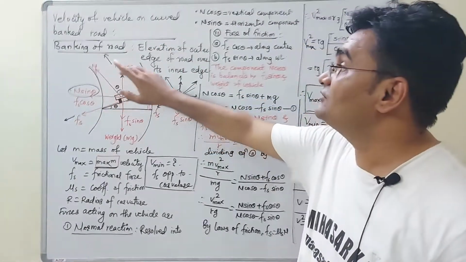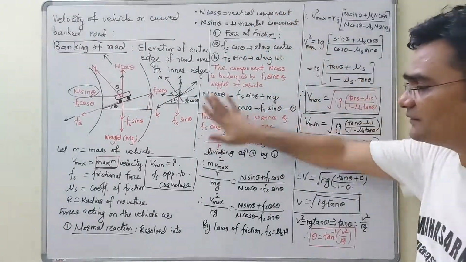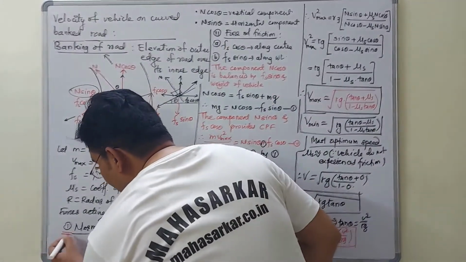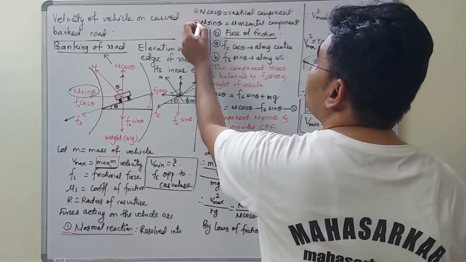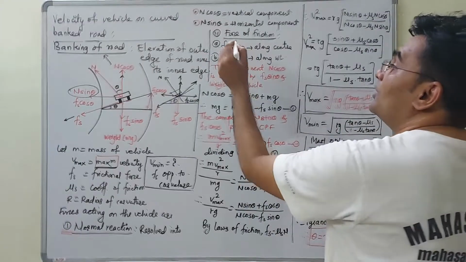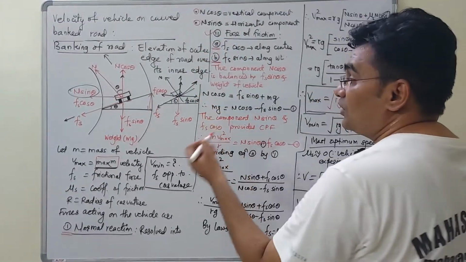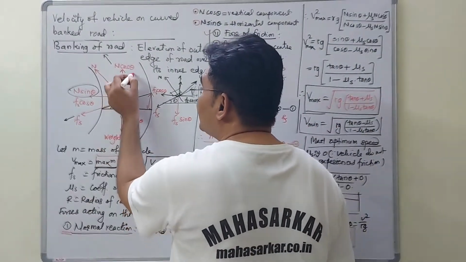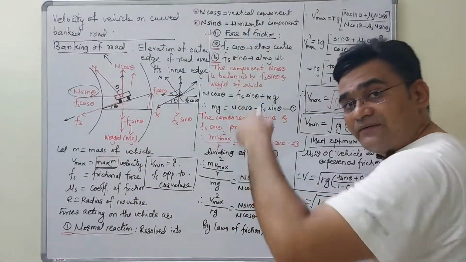What we learned today is very essential for CET. Okay, so these are the things which I am going to mark now. First, the normal reaction, which is resolved into two parts: the vertical component and the horizontal component. Similarly, the frictional force is also resolved into two parts. Now the frictional force and weight are directed downward and the normal reaction is directed upward, so they have to balance each other. The upward component has to balance the downward component.